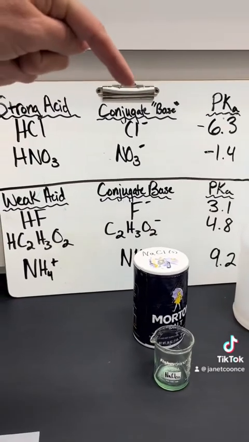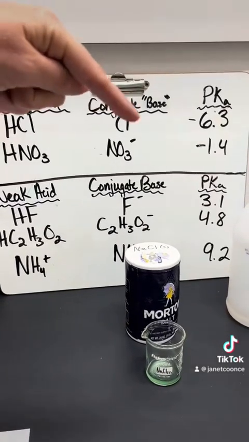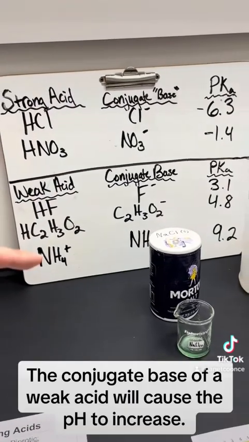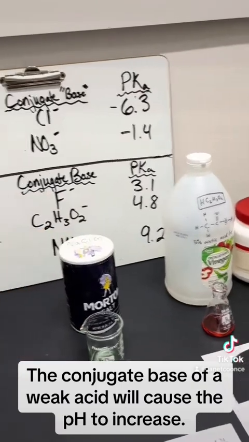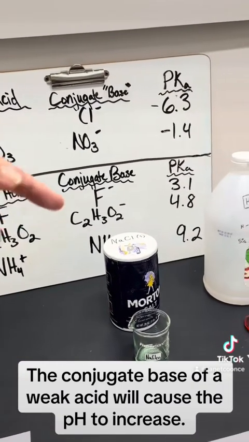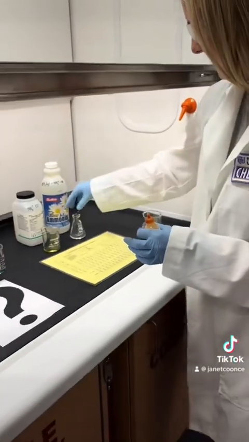So we put base in these little quotes. If you have the conjugate base of a strong acid, it's not basic enough to cause the pH to go higher. But if you have the conjugate base of something like acetate, so the acetic acid, it is basic enough to cause that pH to go up. So very cool. Let's keep looking.